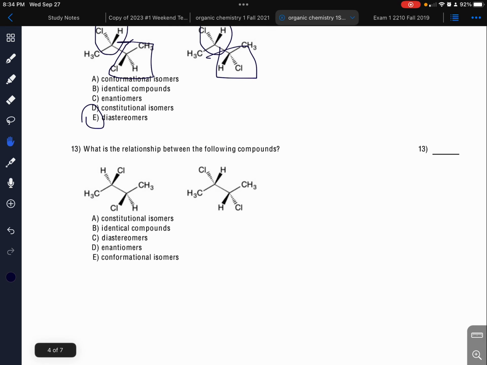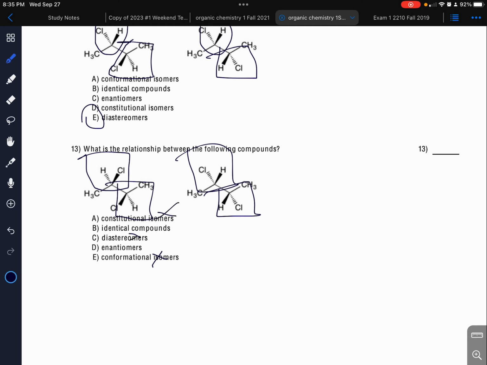I look at these now. Same exact thing. I see that they're the same. I see that this and this are the same. Oh, sorry, this and this are the opposite. So I switched these two. These two are both switched. So now I know that they are either enantiomers or the same. They cannot be conformational, they cannot be diastereomers, or constitutional.